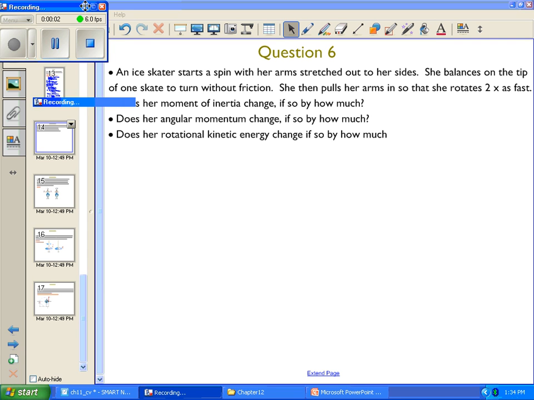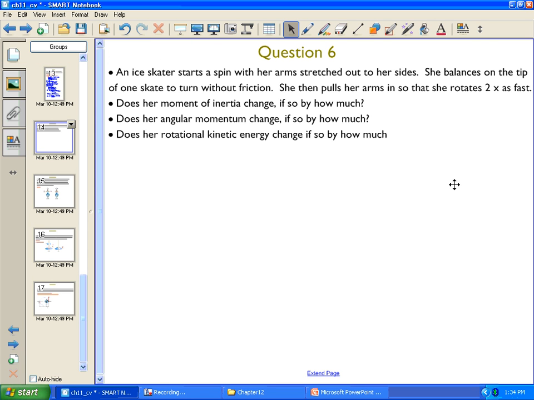Welcome to the last part of the problem-solving session for part 2 of chapter 11. And we begin where we left off, question 6, which states the following. An ice skater starts to spin with her arms stretched out to her sides. She balances on the tip of one skate and turns without friction. Here, friction would be an external force that might produce a torque to interact with the skater.